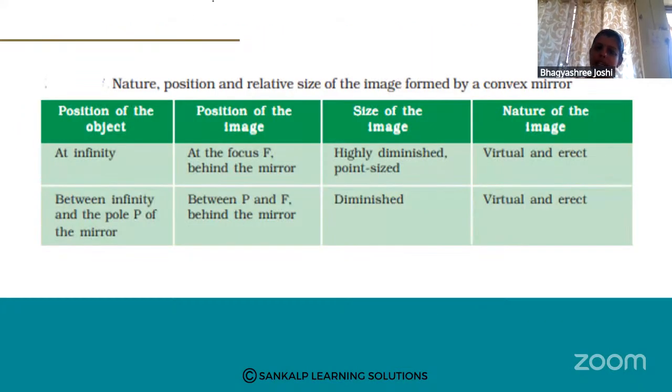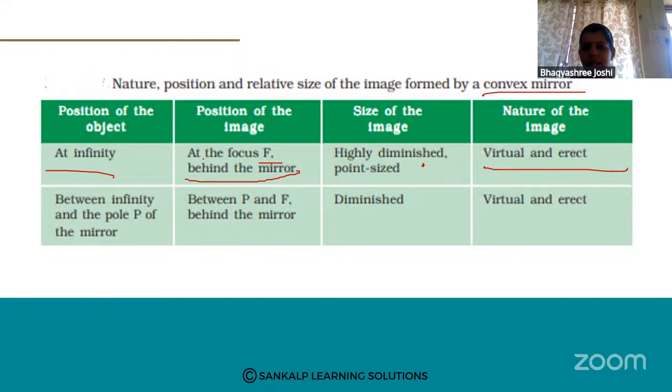Next one. Nature, position and relative size of the image formed by a convex mirror. Okay, so convex mirror. Position of the object: when you keep it at infinity, then the position of the image is at the focus F and it is behind the mirror. It is a convex mirror, so the image will form behind the mirror and it is highly diminished, point sized, and it is virtual and erect. In case of a convex mirror, we are going to get virtual and erect.